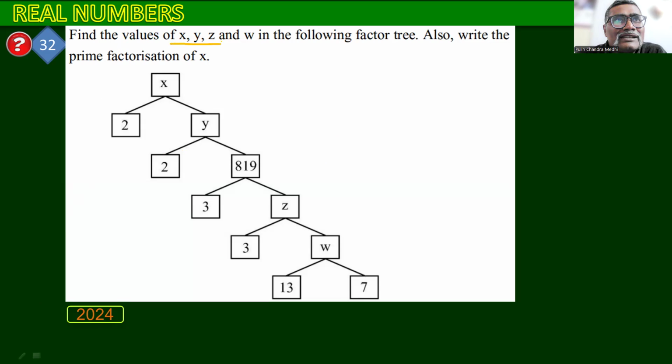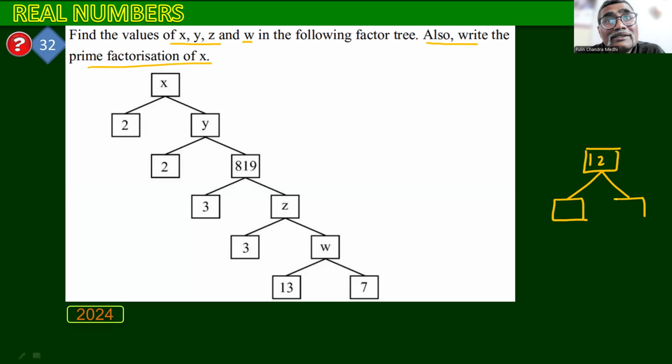Okay, find the values of x, y, z and w in the following factor tree. Also write the prime factorization of x. So you all know, I just want to discuss here. Whenever we do the factor tree for 12, we write one factor here and the other factor here. Say it is 3, then it will be 4. What does it mean? These two, if I multiply, I get back the other number. So this can be the idea which you can use, right?